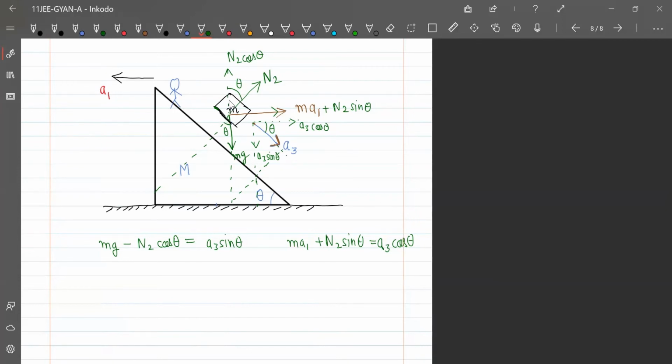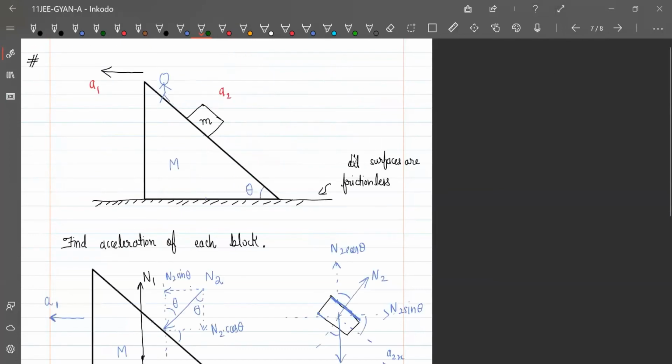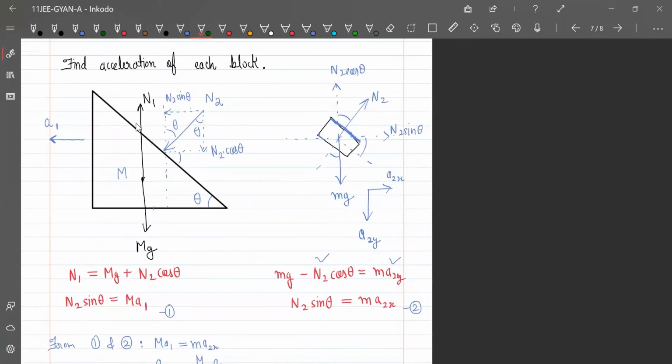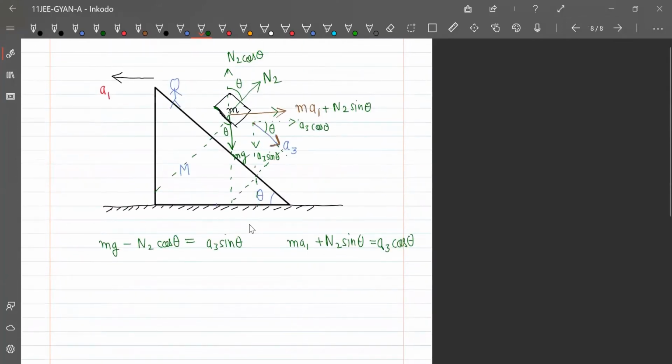Now see, ये छोटे वाले block, छोटा वाला block downwards आ रहा है with acceleration a3 sin theta. So downward acceleration should remain the same in both the frames. Right? So a2y should be equal to this a3 sin theta.